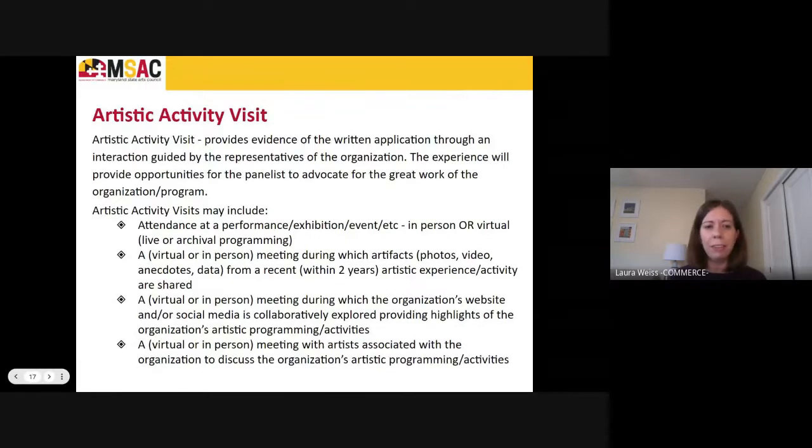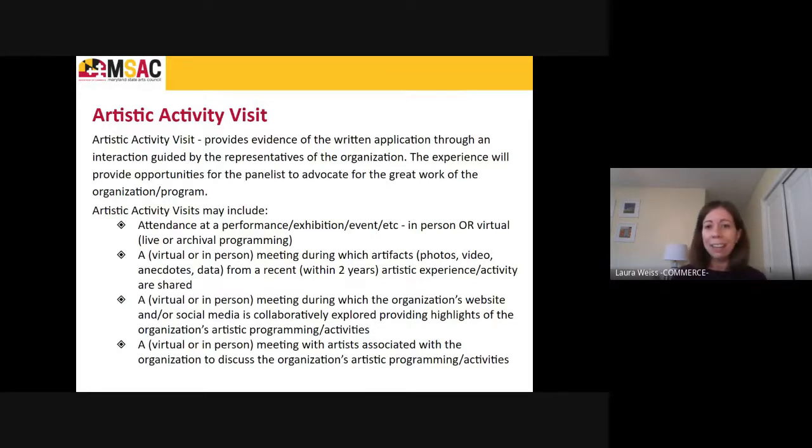What the artistic activity entails is that this is really an opportunity to provide evidence of the written application through an interaction that is guided by representatives of the organization. The experience will provide opportunities for the panelists to advocate for the great work of the organization or the program. I'm going to pause there because that's a really important word, and that's advocate. That's what the panelists are here to do. They are here to advocate for your organization, to be your greatest cheerleader. So that's a really great way to think of them.